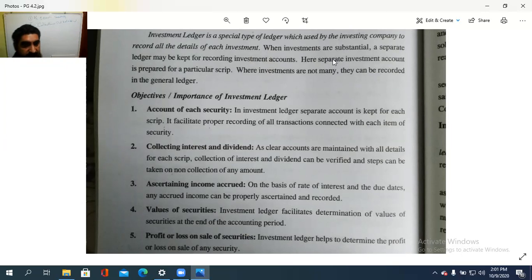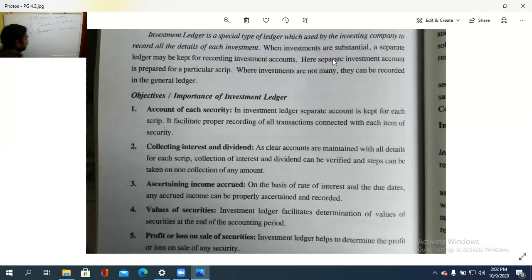Then third is ascertaining the income accrued. The accrued income is added up, and that is calculated. Ascertaining income accrued. On the basis of the rate of interest and the due dates, any accrued income can be properly ascertained and recorded in the correct way. So income accrued should be ascertained. That is, its due date and the rate of interest are calculated from this, and then it is collected in the correct way.